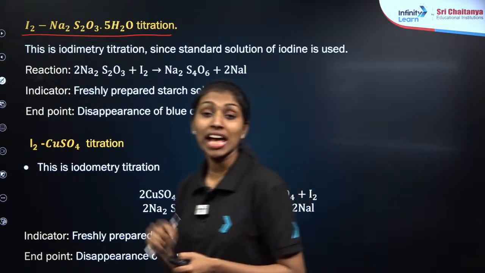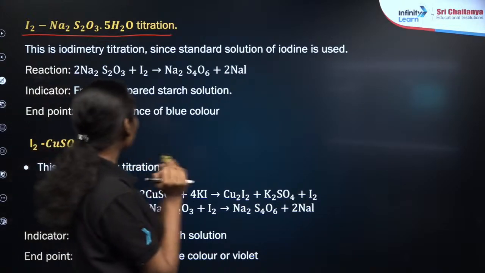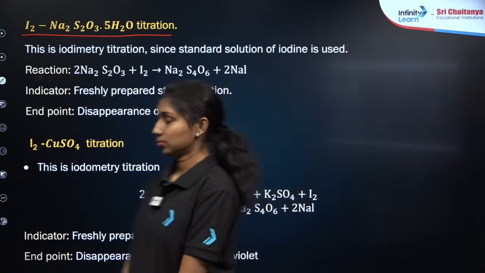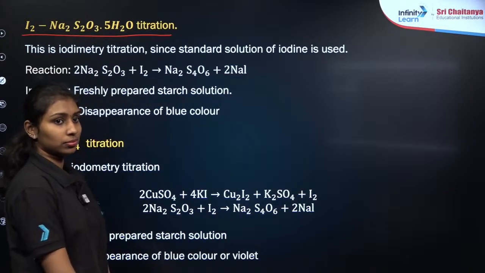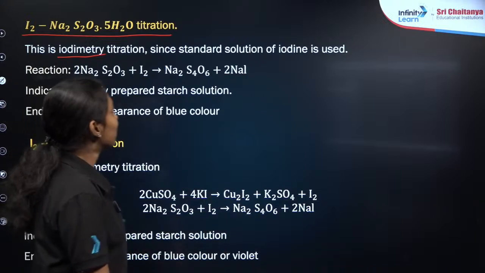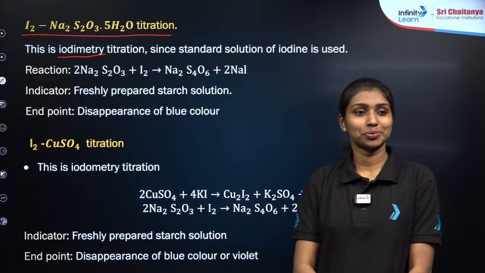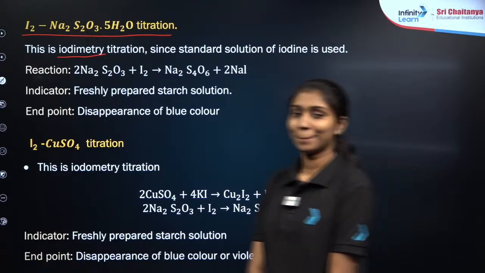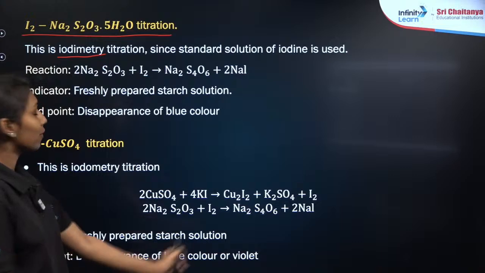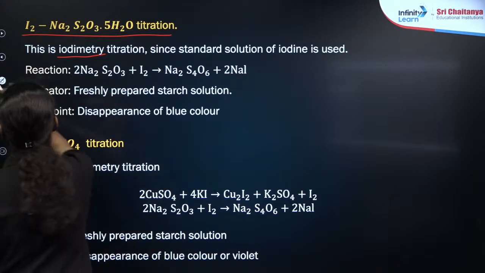What is the difference between iodimetry and iodometry? What happens in iodimetry? Whether there is a presence of direct iodine or not. Please give me the answer. What do you mean by iodimetry? Whether there is direct iodine or liberated iodine present. That is the question.